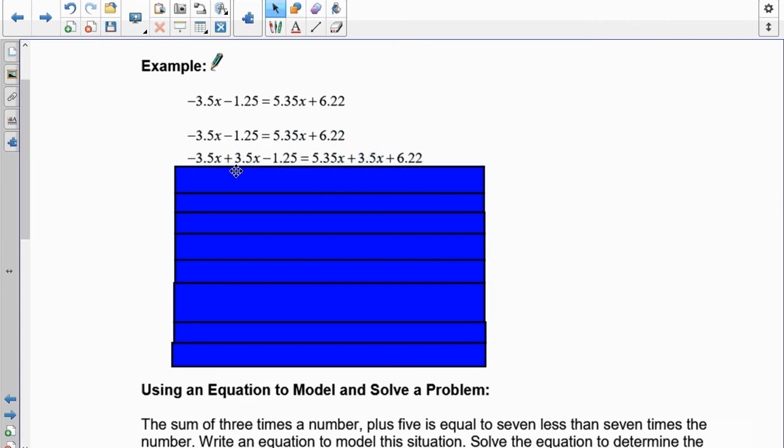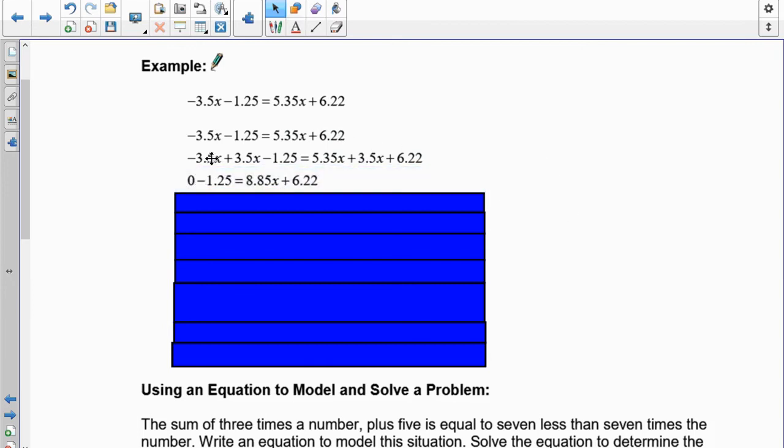Negative 3.5x plus 3.5x minus the 1.25. We haven't done anything with that, so it sticks around. Now, I added 3.5x on the left, which means I've got to add 3.5x on the right. So I'm going to add those together, and I'm going to keep the 6.22. When I simplify everything, this becomes 0 minus 1.25. And of course, 5.35 and 3.5 gives me 8.85x plus the 6.22. So cleaning it all up, don't drop the negative. Cover the 0 for a second, and you'll see that that's a negative 1.25. So don't lose it. Now, this is where I want you to pause the recording and complete this equation, please.